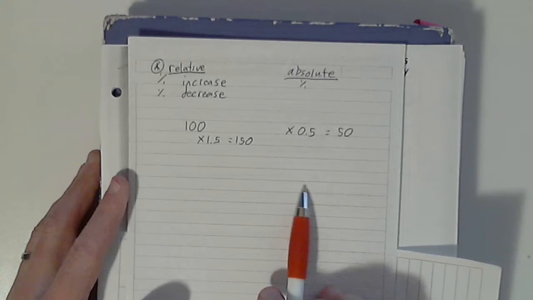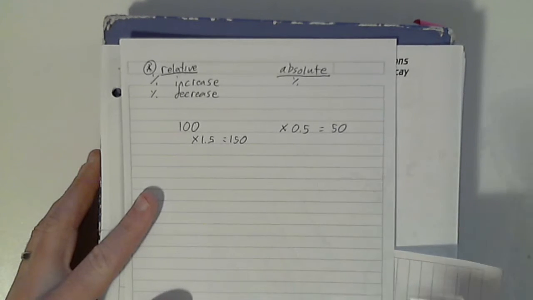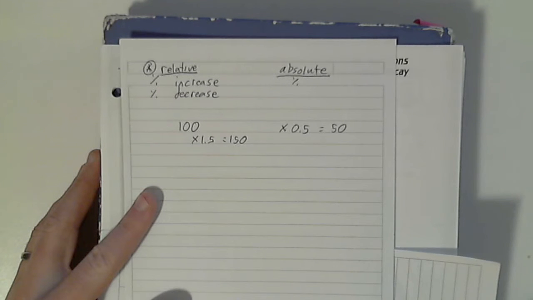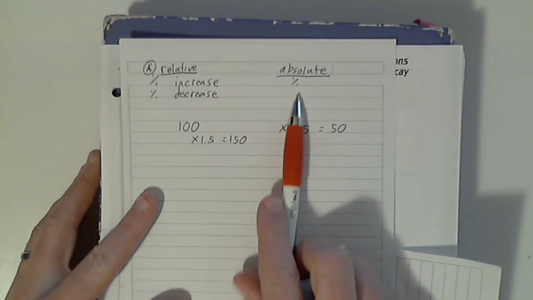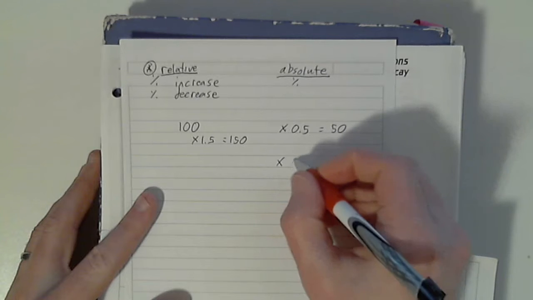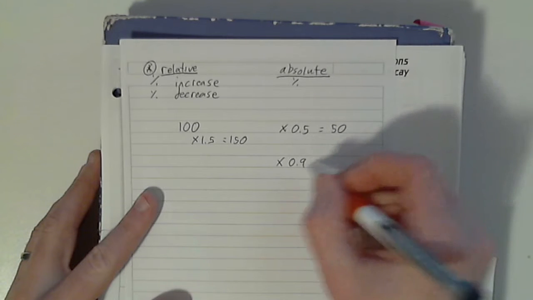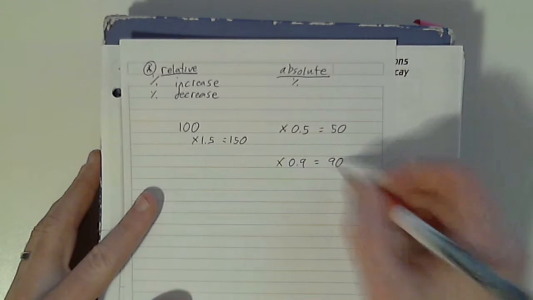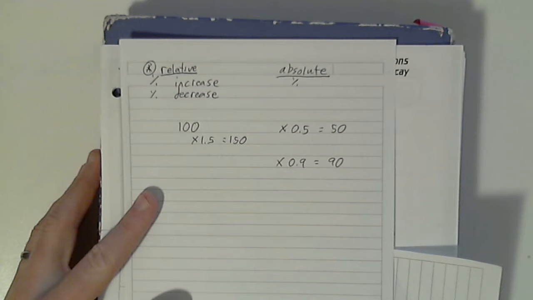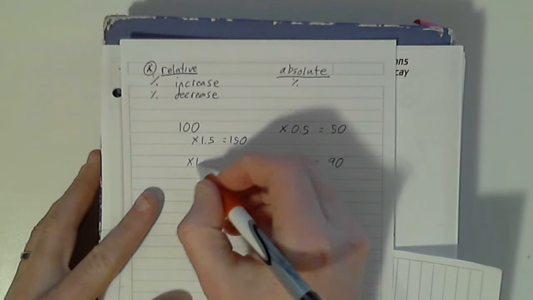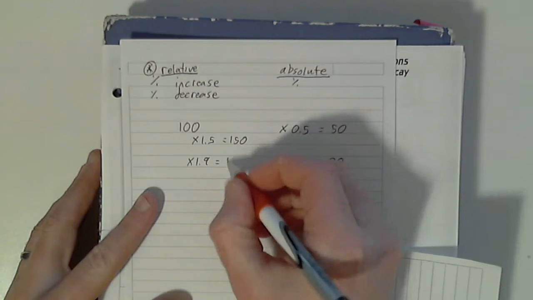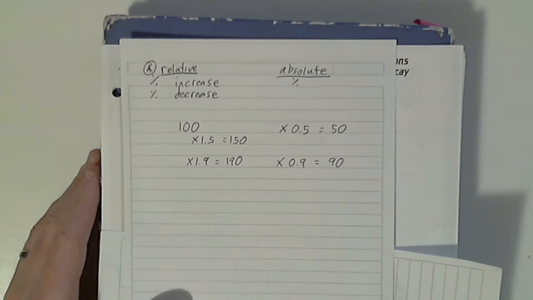Okay, new number. What if we have 90% as many students as last year? Well, that's an absolute way of talking. So you would multiply it by whatever that is as a decimal, which is 0.9. You have 90 students now. If we say you've increased by 90%, that means you would be multiplying by 1.9, which is 190 students.